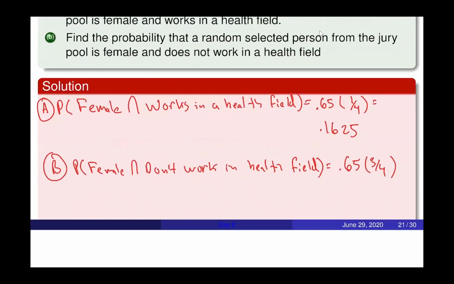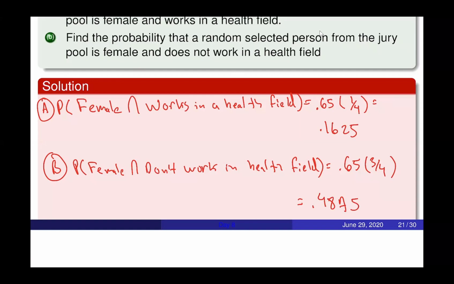So what you want to do is 0.65 times 3 out of 4, 0.65 times 3 divided by 4. And for this one, you should get 0.4875. All right. And that'll be it for that problem.